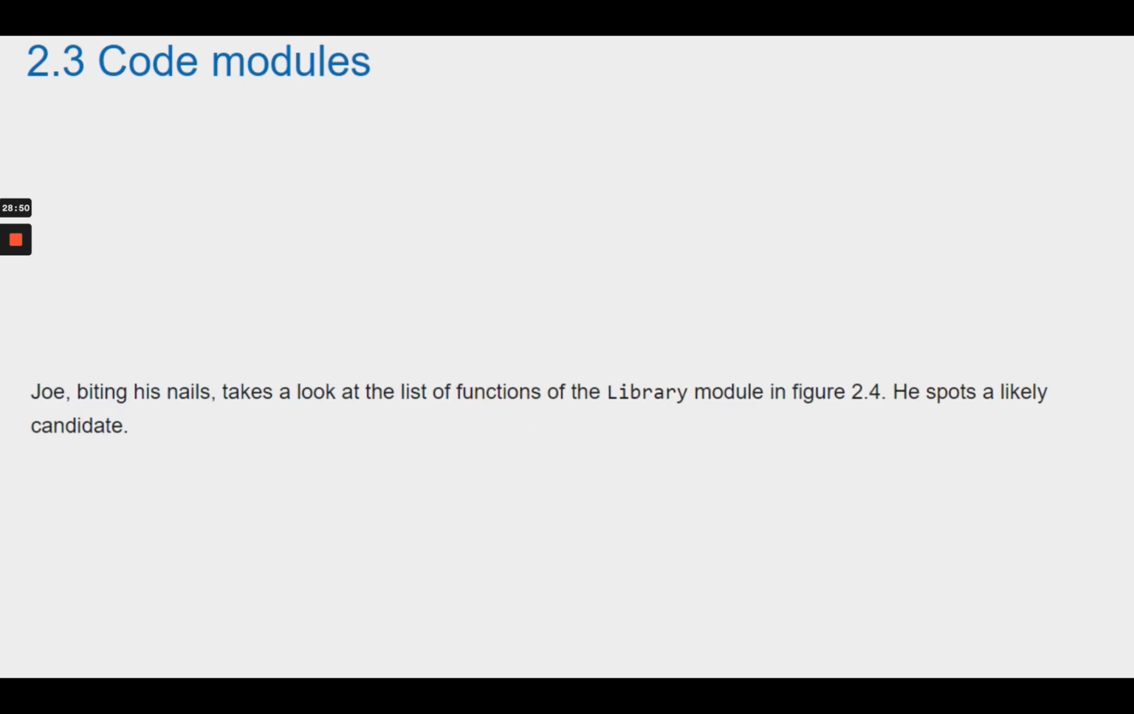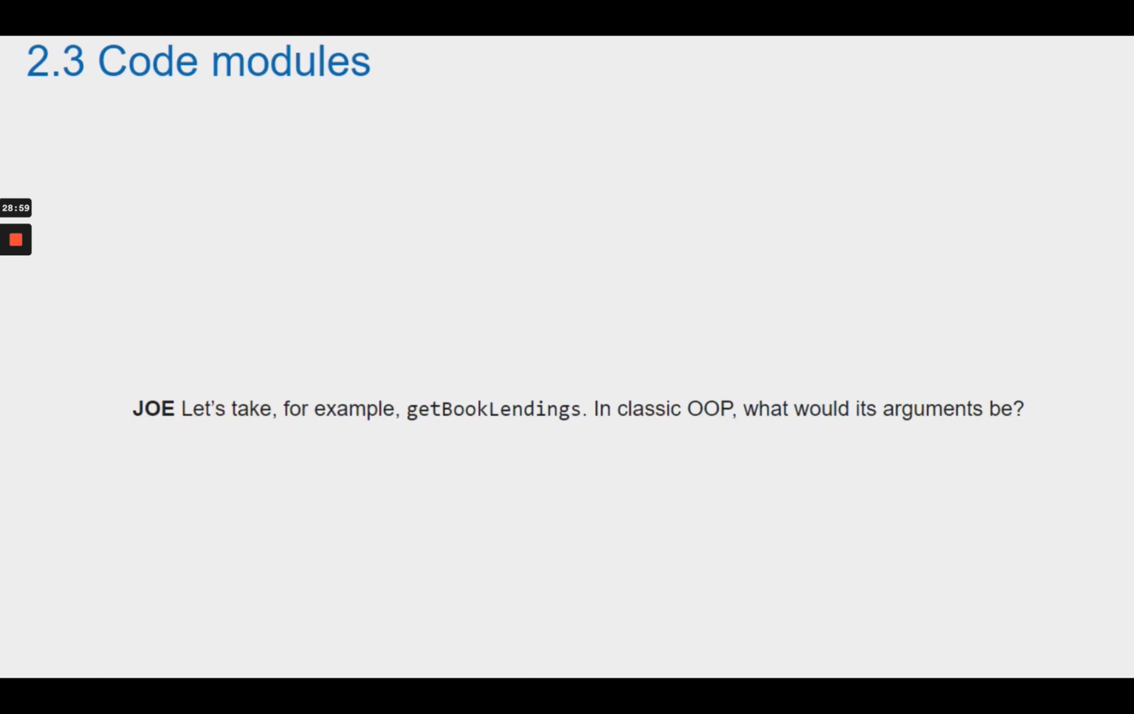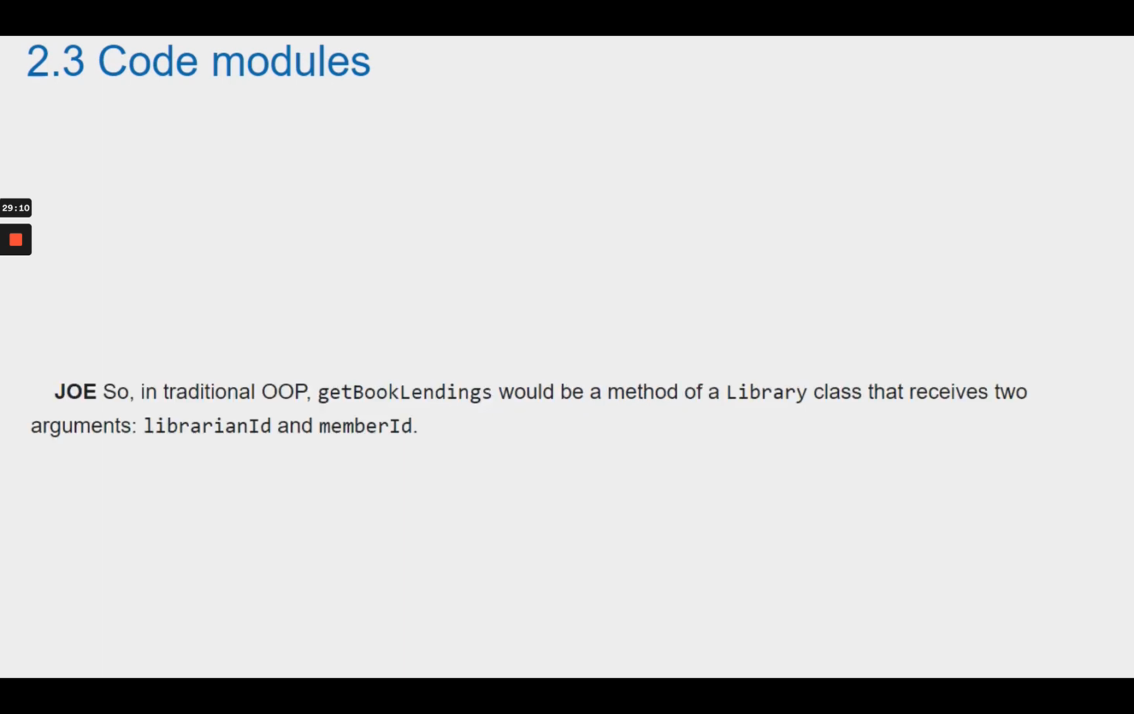Joe, biting his nails, takes a look at the list of functions of the library module in Figure 2.4. He spots a likely candidate. Joe, let's take, for example, get book lendings. In classic OOP, what would its arguments be? Theo, a librarian ID and a member ID. Joe, so in traditional OOP, get book lendings would be a method of a library class that receives two arguments, librarian ID and member ID.